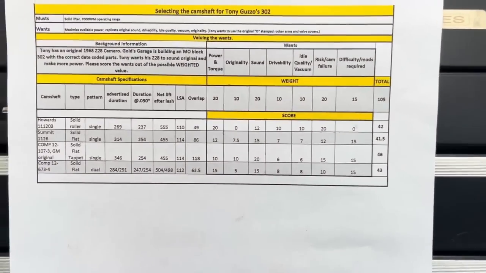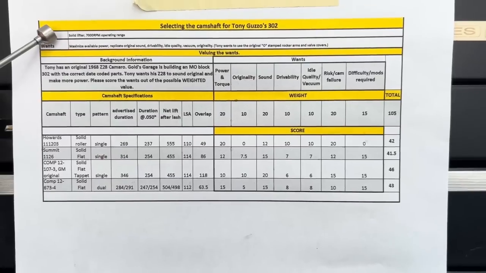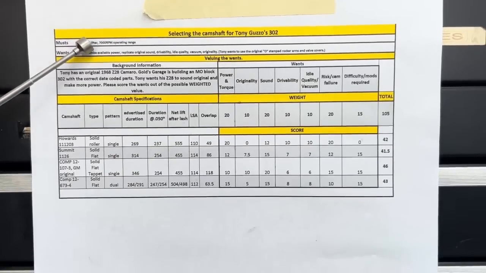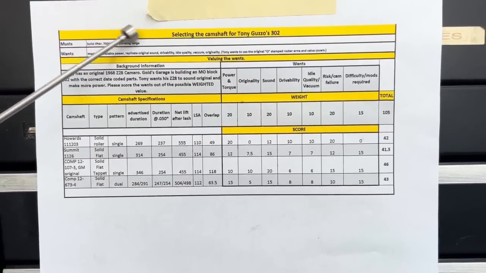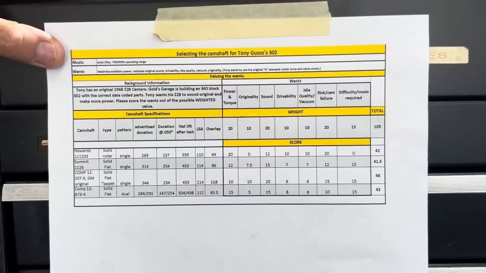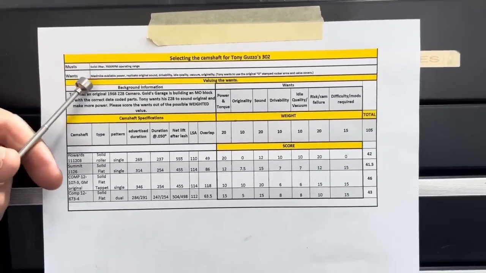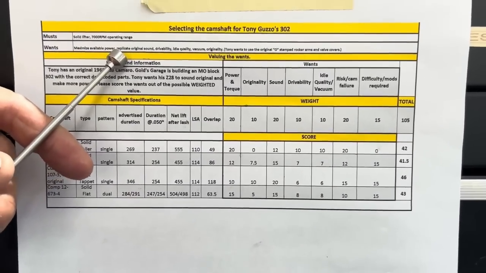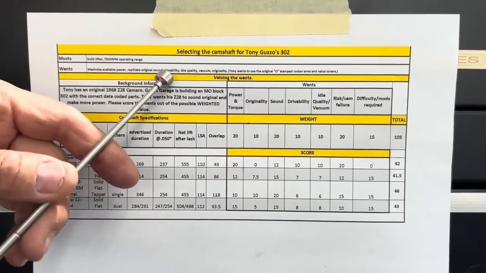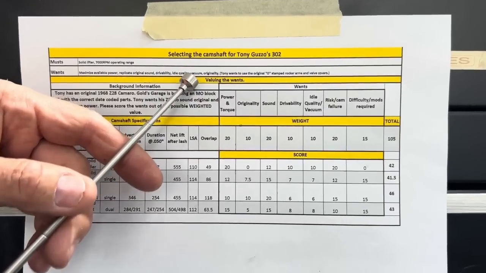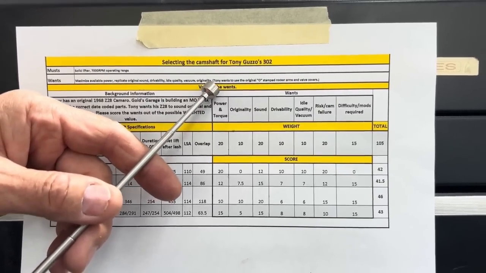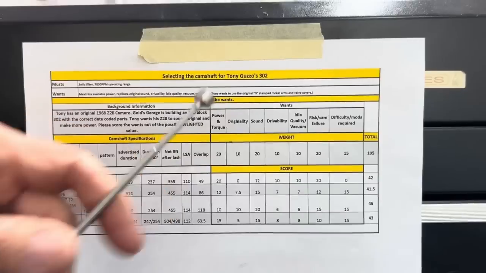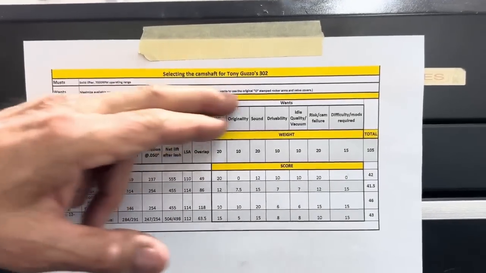So first of all, I've listed the musts. It must be a solid lifter cam. It must have a 7,000 RPM operating range. I've already described that better. So the wants are maximize available power, replace the original sound, drivability, idle quality, vacuum, originality, and once again, Tony wants to use his original rocker arms. So those are the things we've listed.